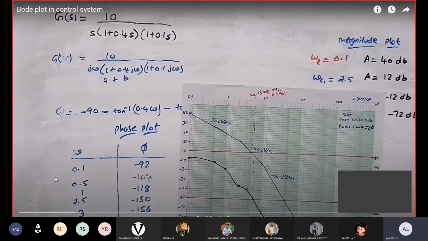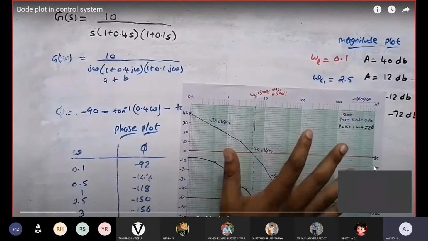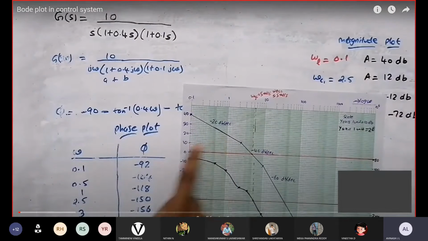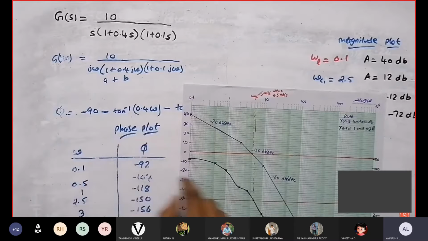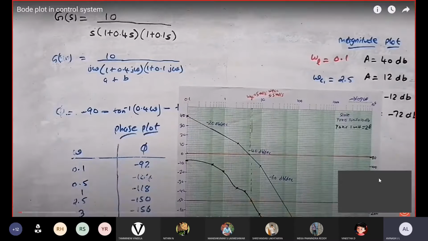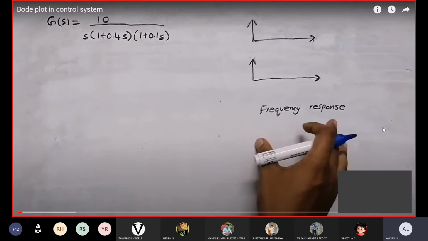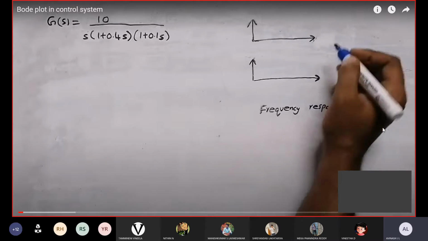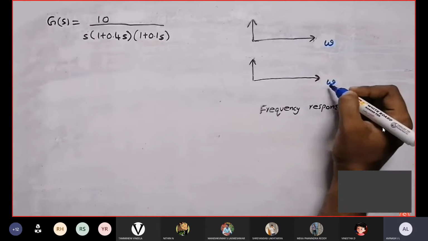In this video, we are going to sketch the Bode plot of the system in semi-log graph by plotting magnitude plot, phase plot, and also finding gain crossover frequency and phase crossover frequency. Bode plot is a frequency response graph. That is, response depends on frequency. And frequency means omega. So response depends on frequency.